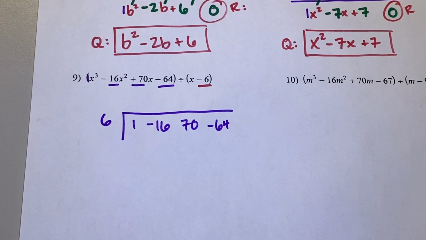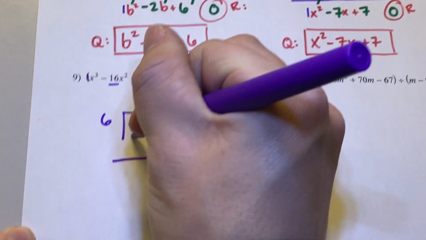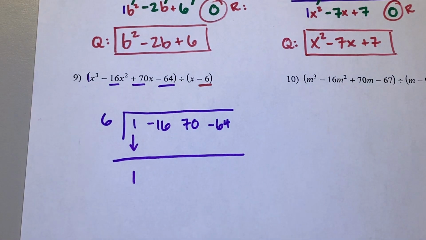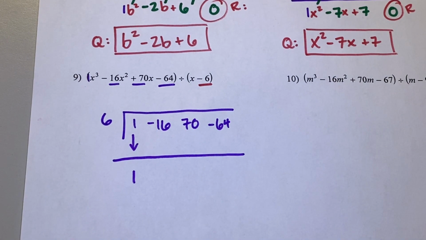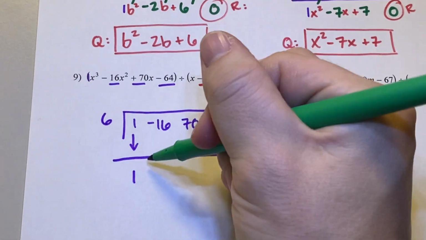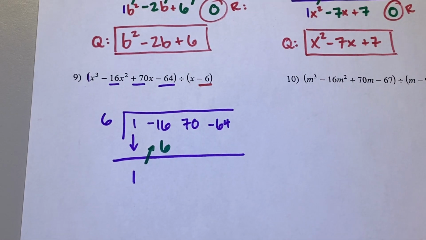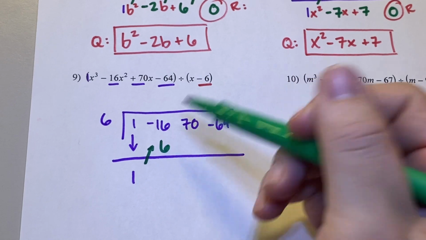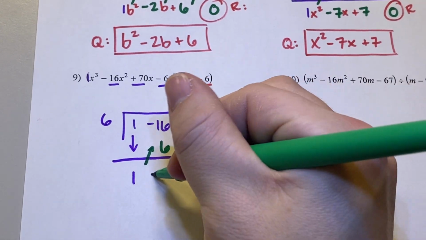Okay, I see some of you working ahead. See what you get. Nice job. Okay, let's draw our line. Drop your first guy. Okay, on the outside we multiply. What's 6 times 1? 6. Negative 16 plus 6? Negative 10.